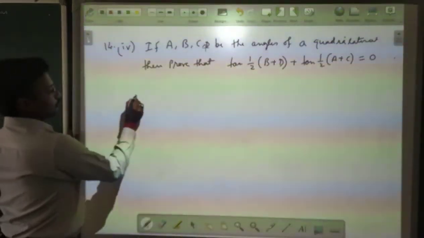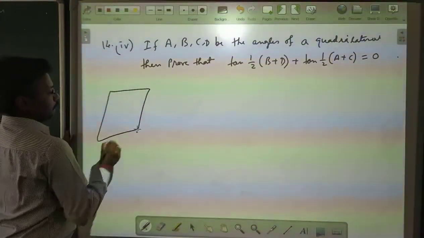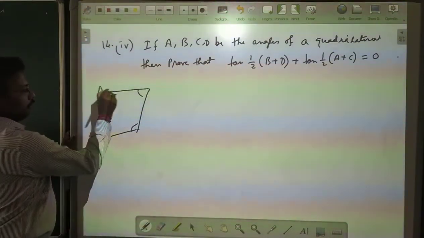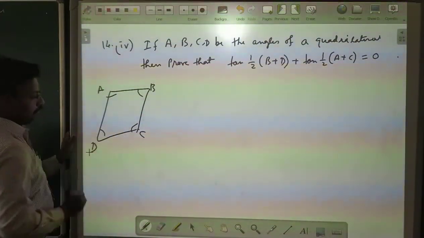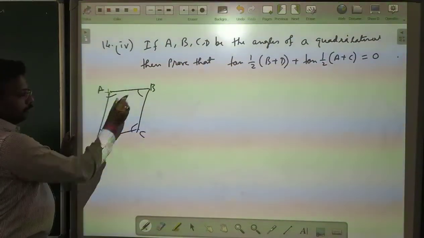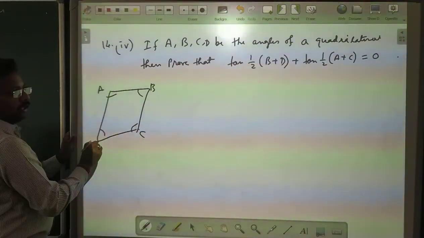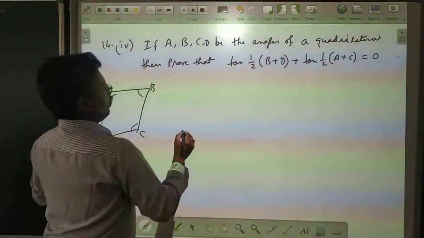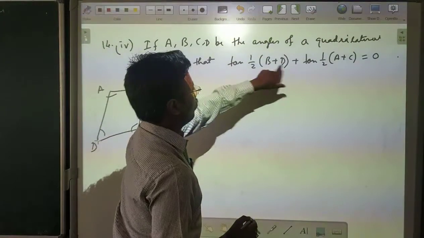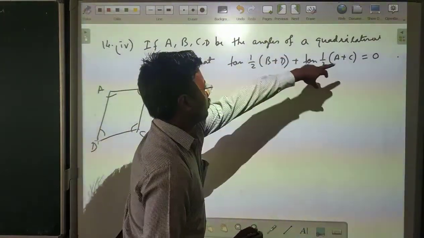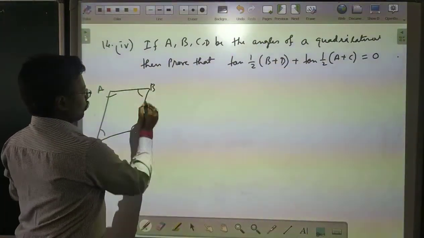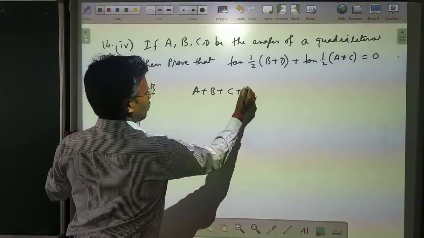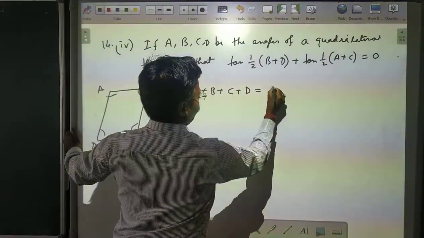You know, in a quadrilateral, the sum of the angles is 360 degrees. So here angle A plus angle B plus angle C plus angle D is 360 degrees, that is 2 pi. We need to find the value of this, and also we need to prove that this answer is 0. So because of the quadrilateral, we can write A plus B plus C plus D is equal to 360 degrees.